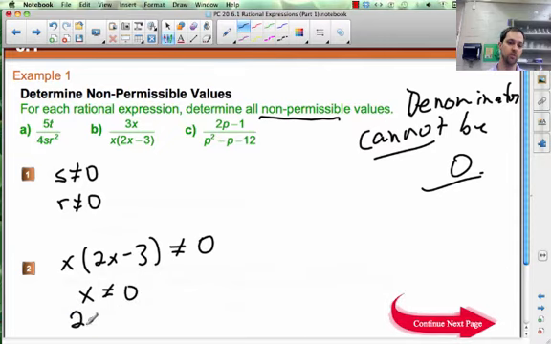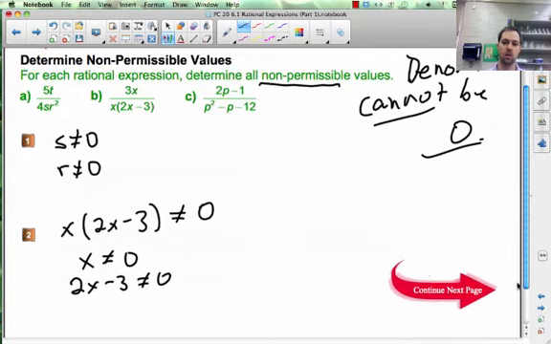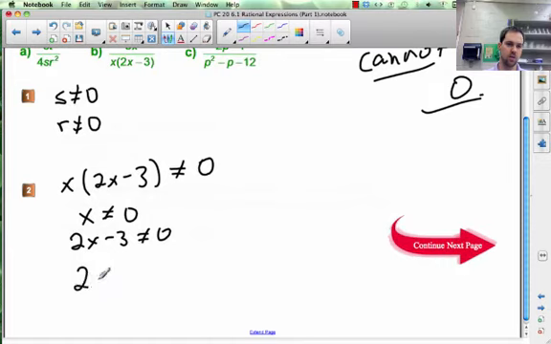Your second non-permissible value is 2x minus 3 cannot be 0. And then solve it. 2x cannot be 3. Divide by 2, and x cannot be 3 halves. Okay?